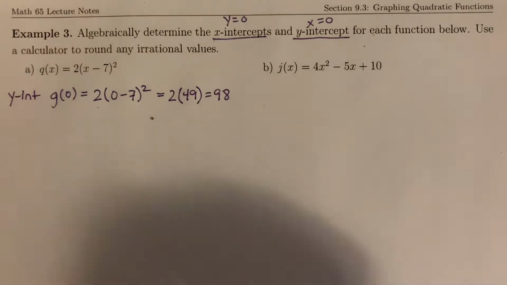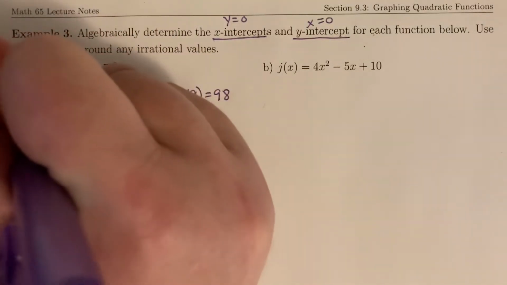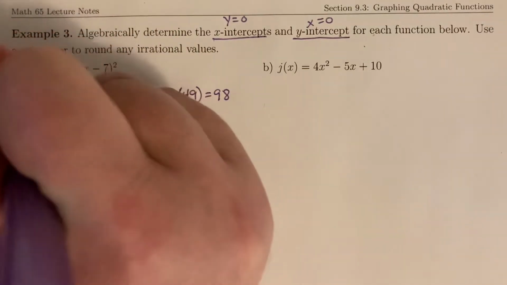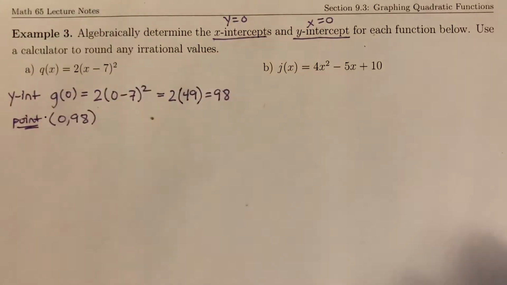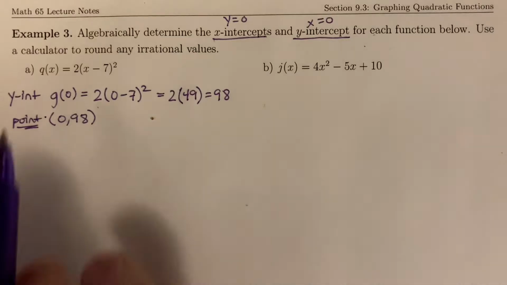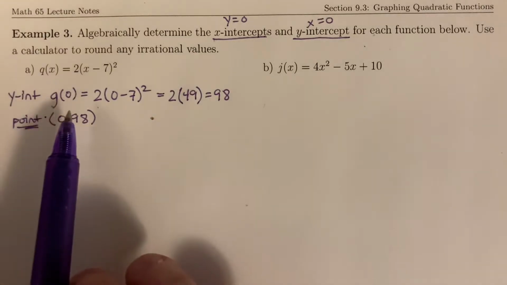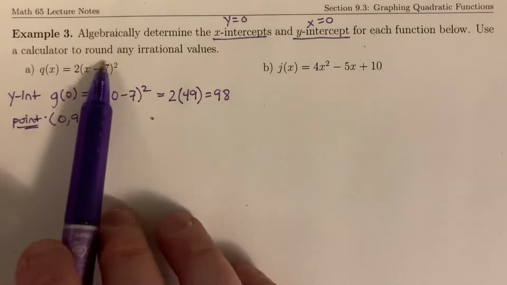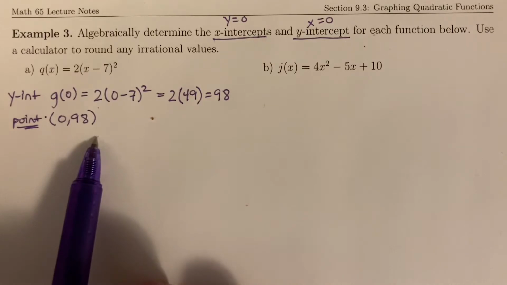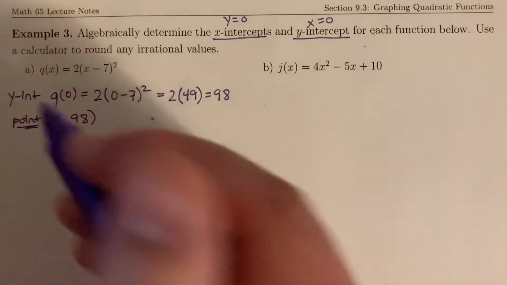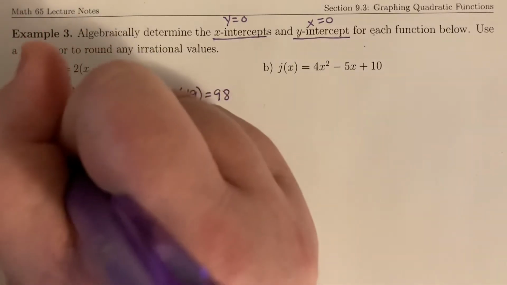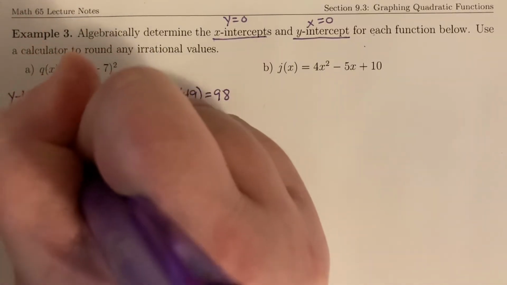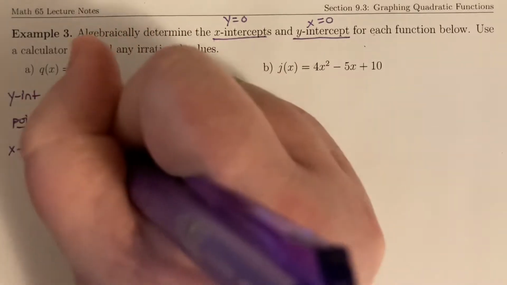So that means the y-intercept is the point. Remember, intercepts are points: 0, 98. So y-intercept, just plug in 0. It's sort of the starting value, or where it crosses on the y-axis. X-intercepts, though, involve a little bit more. We need to set y equal to 0, and then solve for x.